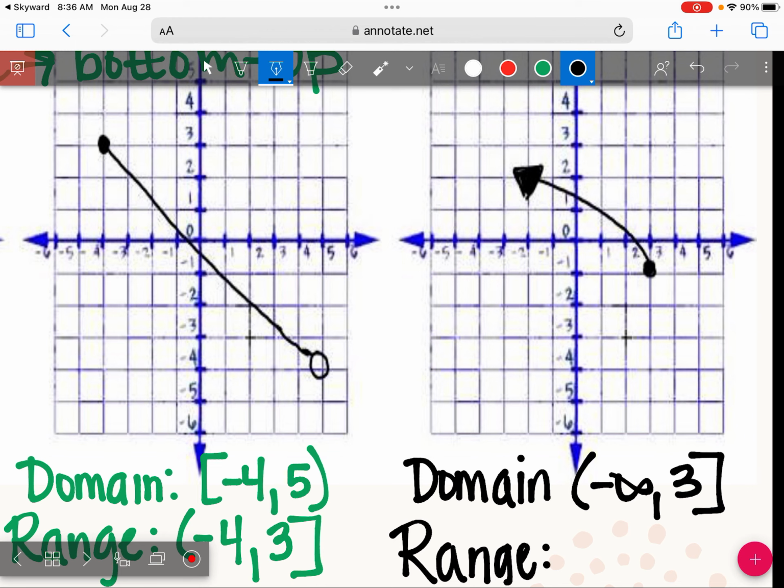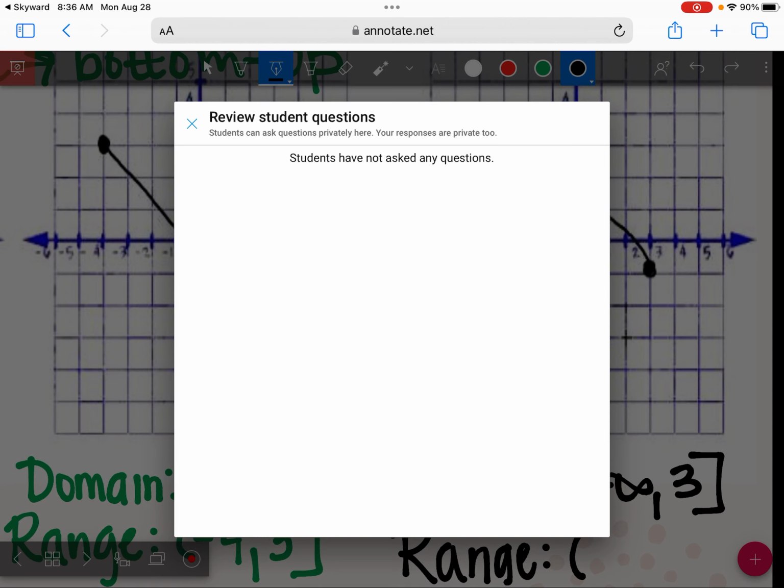Your range is your lowest number, which is -1. But again, notice how this arrow is pointing up. It's going left and up. So your lowest number is -1, and the highest number would be infinity. -1 gets a bracket.